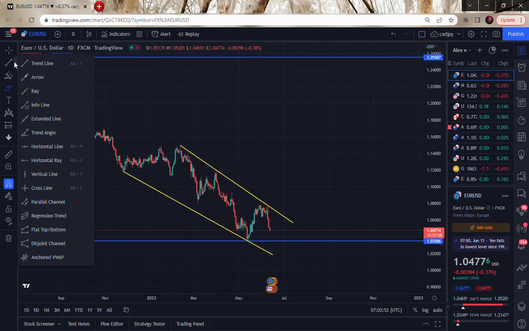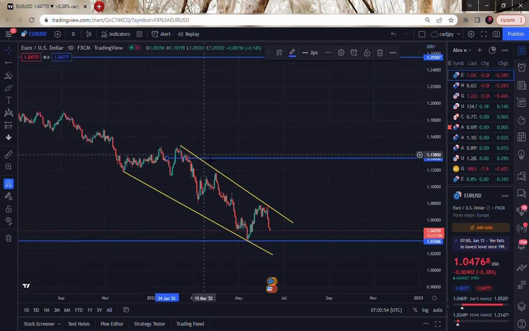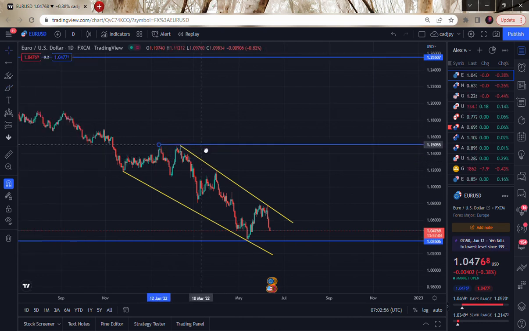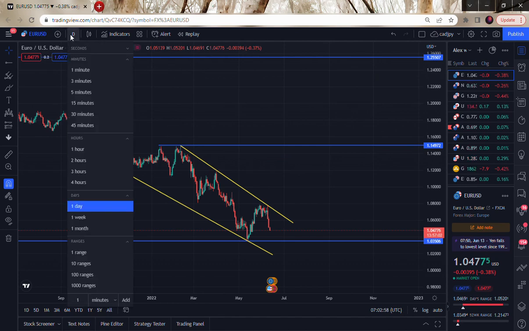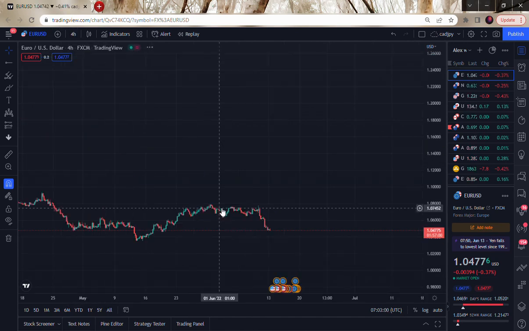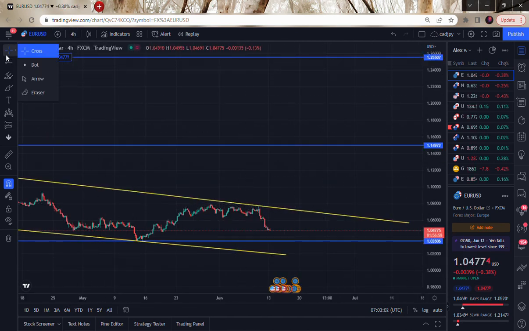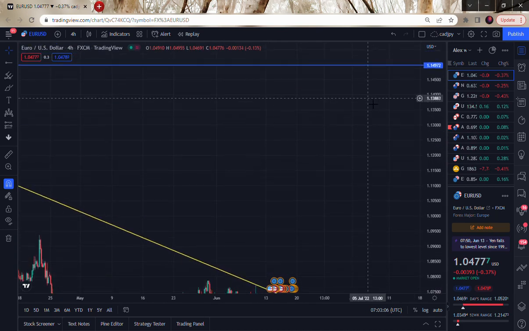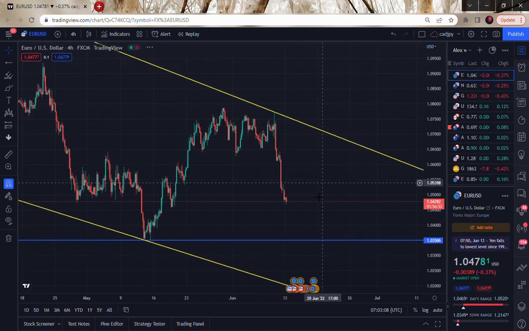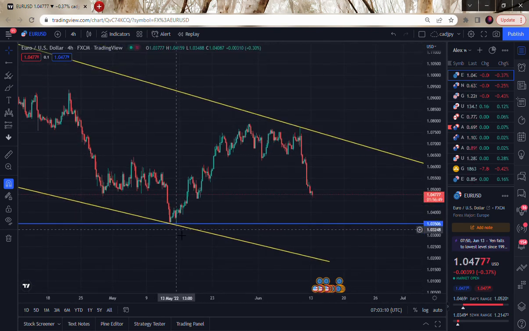Before I go to the 4 hour, let me just highlight the highs of this correctional structure. There we go. So let me quickly go to the 4 hour. Right, so on the 4 hour, this is the trade that we've taken. All right, so now here on the 4 hour, this is the double bottom that we're anticipating, but then we're anticipating that this move might come and give us the third touch here.